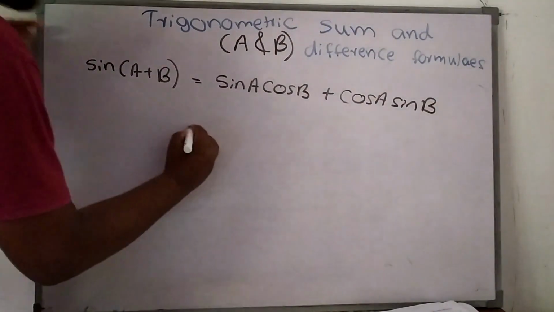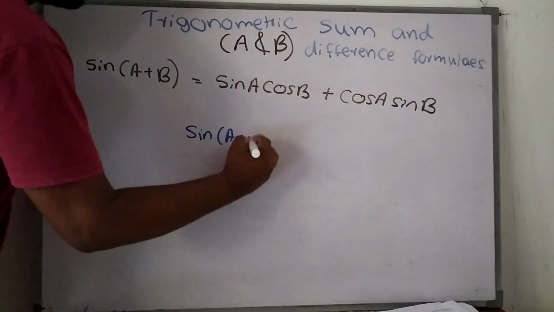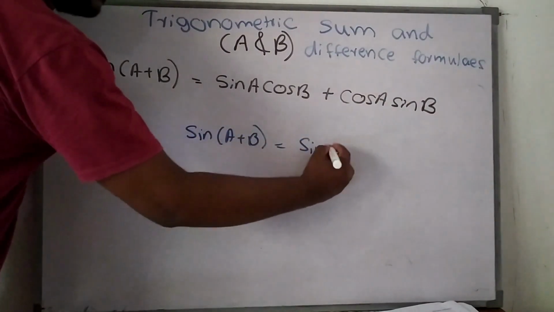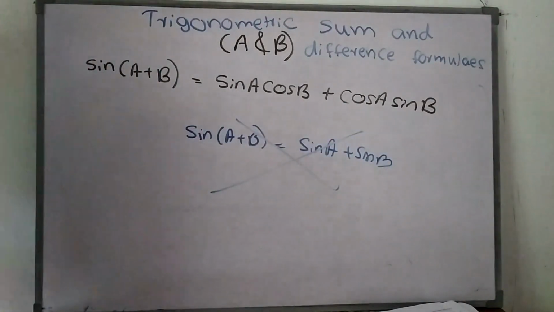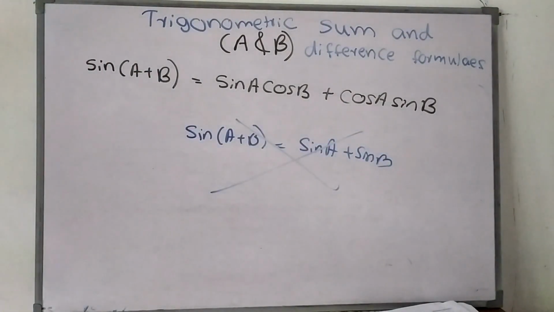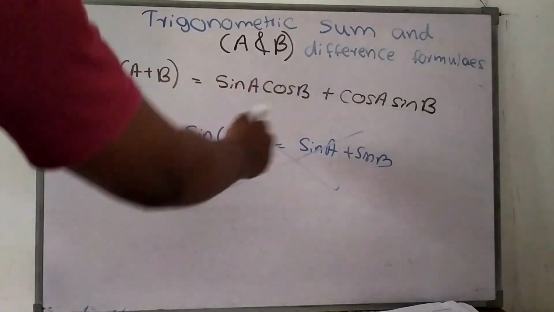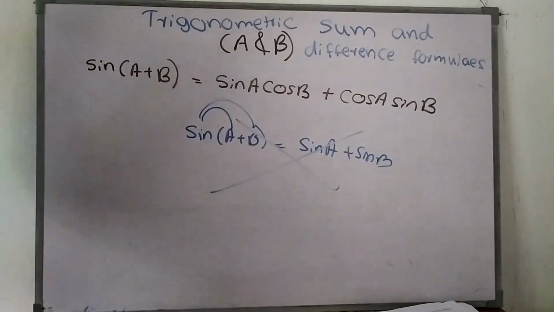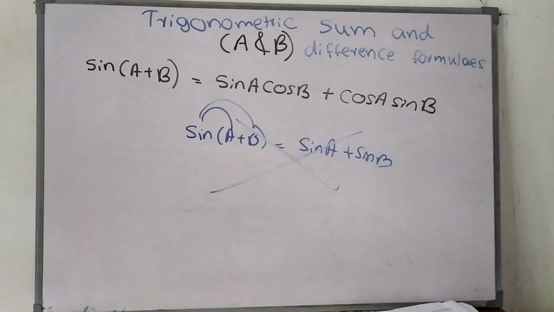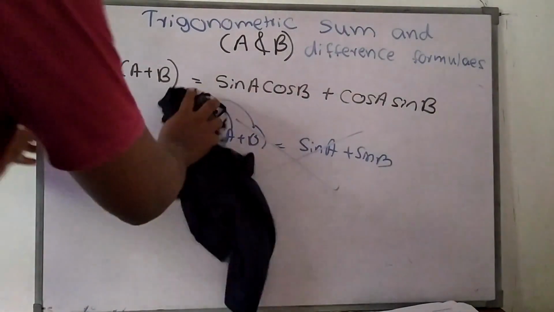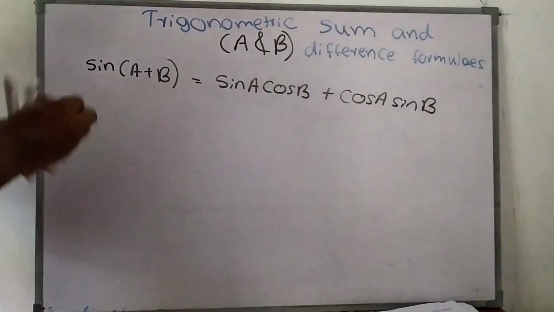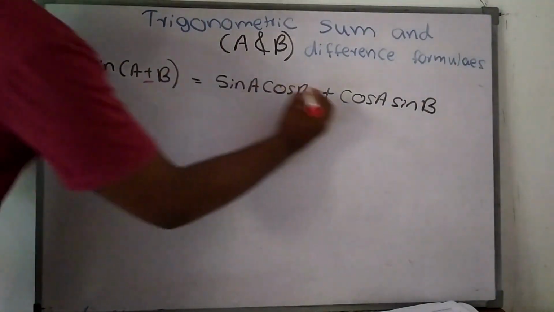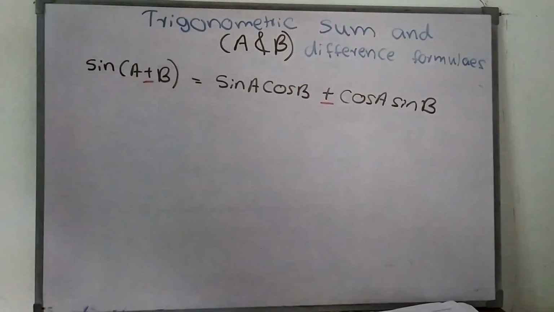Don't simplify it like sin A plus sin B, right? That is totally incorrect. You can't write it like that. Therefore the expansion is always sin A cos B plus cos A sin B, right? And the other important thing is, if it is minus here, then you have to put the minus as well.